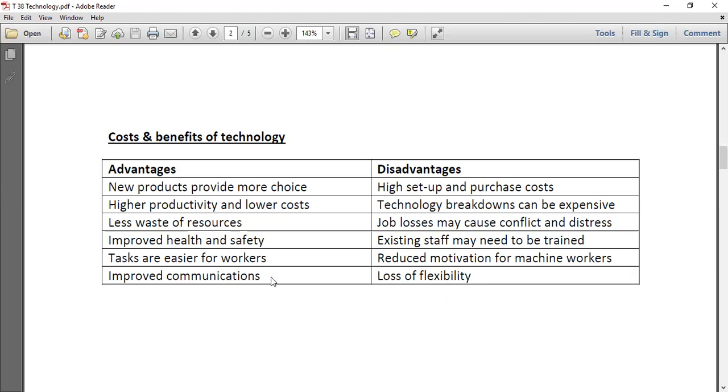However, there are drawbacks to using technology. For example, high setup cost. Yes, installation cost and purchasing cost will be high. That's a kind of limitation. Another thing, technology breakdowns can be expensive, right? Technology always depends on factors such as electricity and power. If there's a power breakdown, then we can't work with the technology, right? You can see sometimes there's a power cut, an island-wide power cut or something.